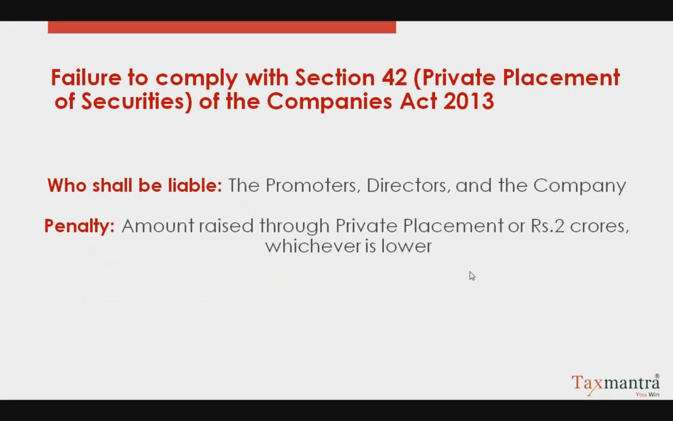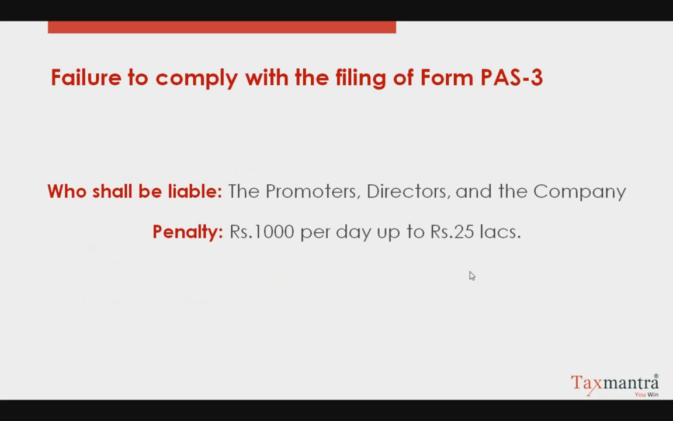What happens in case the company fails to comply with filing of form PAS-3? I talked about filing of form PAS-3, which is for return of allotment, which should be done within 15 days from the date of allotment. In this case as well, the parties liable are the promoters, the directors and the company, and the penalty amount shall be rupees 1000 per day, up to a cap of rupees 25 lakhs. It keeps increasing at a rate of rupees 1000 per day, which can be a huge amount if the non-compliance continues. So to be on the safer side, it is important that all the compliances are done properly at the proper time and all the documentation is made as per the Act and as per the changes that have been brought in.